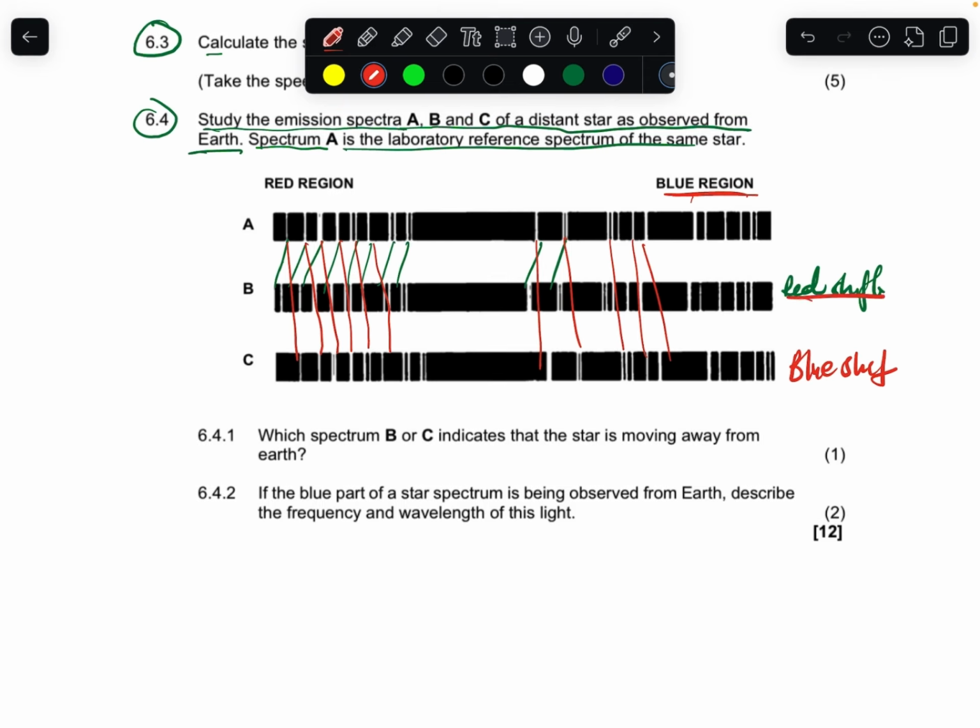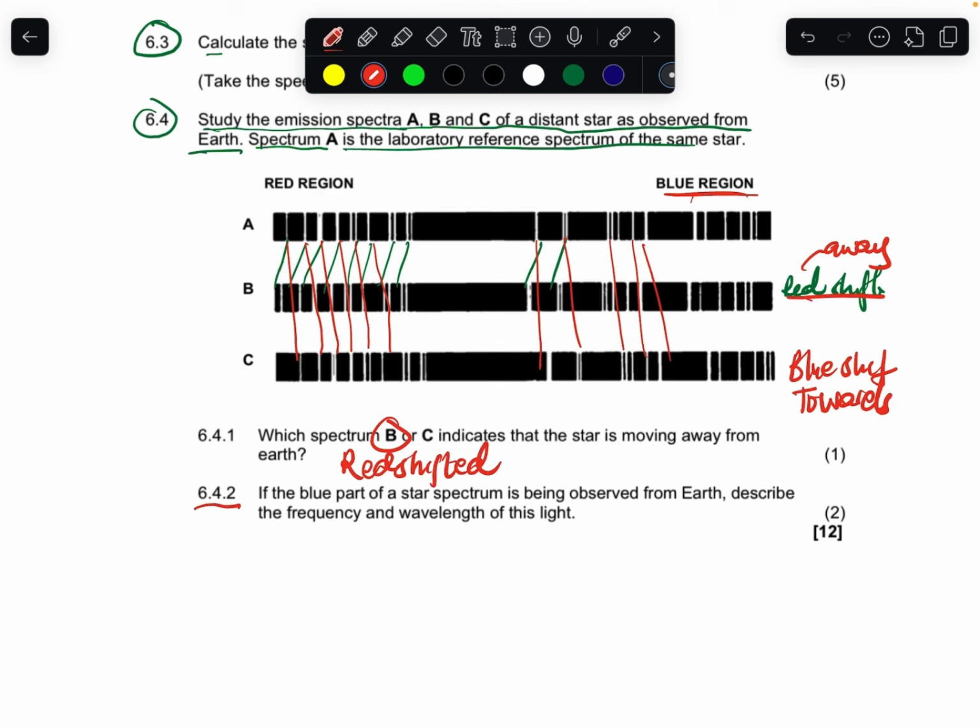So the red shift shows that it was moving away, and the blue shift shows that it was moving towards. So the answer here is B, because it's red shifted. That's the reason. So you will say it's B because B is red shifted.